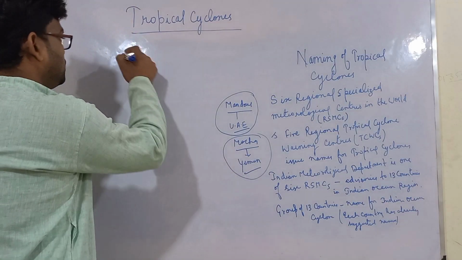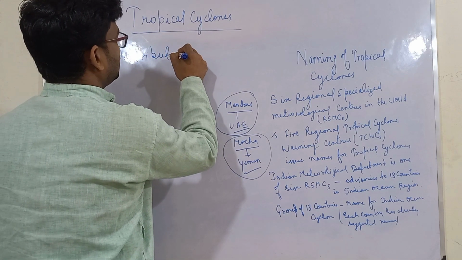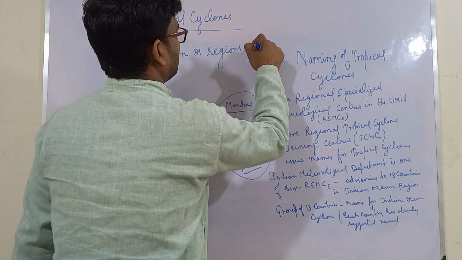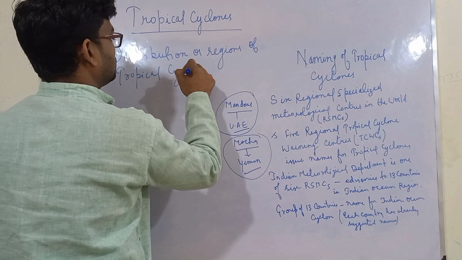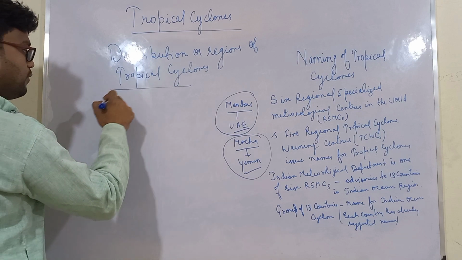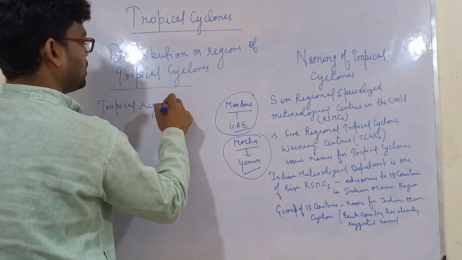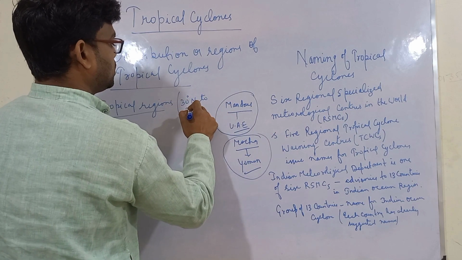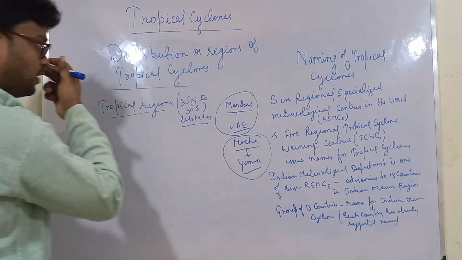Now we will come to the distribution or regions of tropical cyclones. Now we know that these are formed in the tropical regions, which is generally from 30 degree north to 30 degree south latitudes. Now the different regions where they are formed.